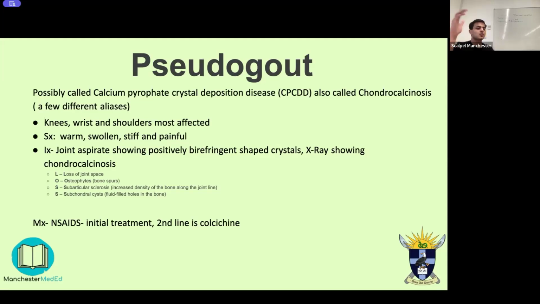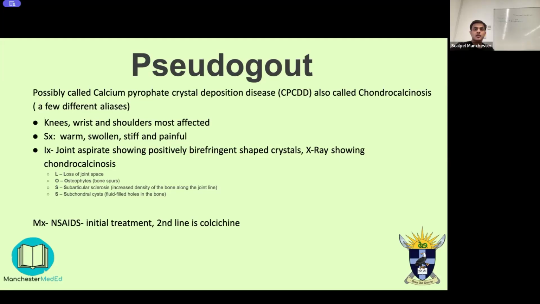In terms of symptoms, it's warm, swollen, stiff, painful. Right, okay. And it doesn't tell you a lot because it's quite unspecific symptoms, right? But in your investigations, when you're doing a joint aspirate and you're doing your synovial fluid analysis, it's going to show positively birefringent rhomboid-shaped crystals as opposed to the negatively birefringent needle-shaped crystals in gout.